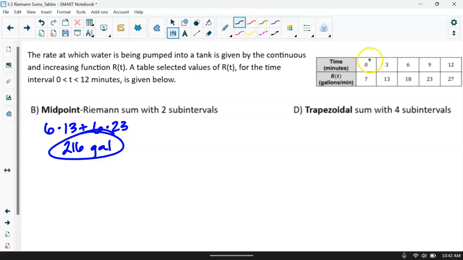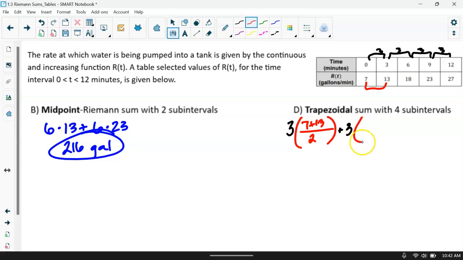And here we're going to focus on using the trapezoidal sum with 4 subintervals. So again, going back to each of our 4 subintervals with a width of 3. But now remember, for the trapezoid, you had to use both of the heights and find the average. So for the first interval, this is 3 times the 2 heights, which are 7 and 13, 7 plus 13, and find the average. So again, plus 3 times the average for the next, which is 13 plus 18, divided by 2. We're finding the average of the 2 heights.